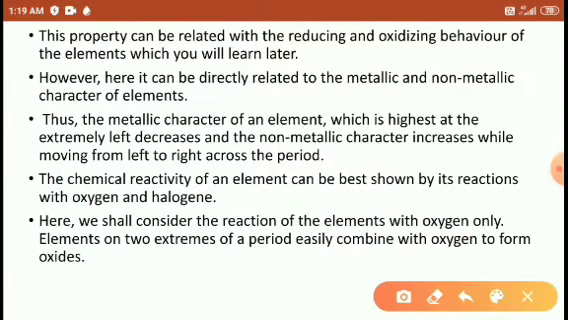Right, students? Okay. Chemical reactivity can best be shown by the reaction with oxygen and halogens. The metallic and non-metallic properties can be described with the help of oxygen and halogens, because oxygen and halogens are highly reactive and easily react with other species. So consider the reaction of the elements with oxygen only. The elements at the two extremes of the period easily combine with oxygen to form oxides. So the first group and second group elements easily form oxides.